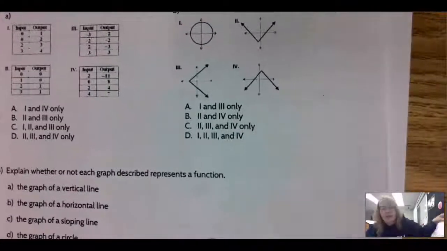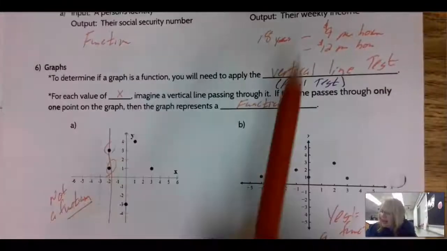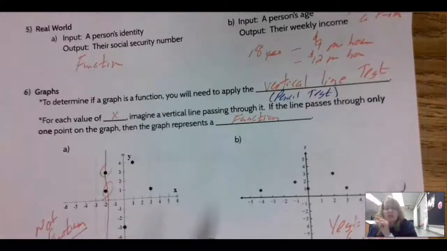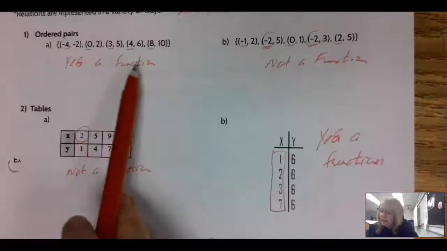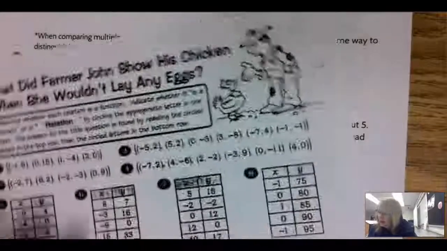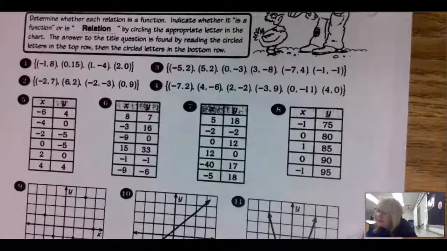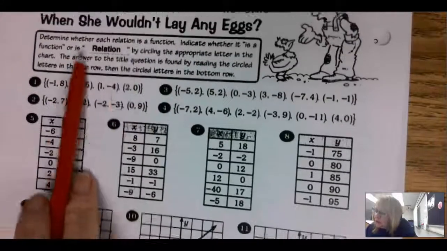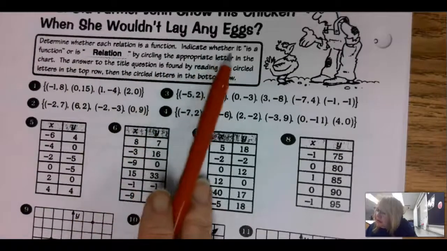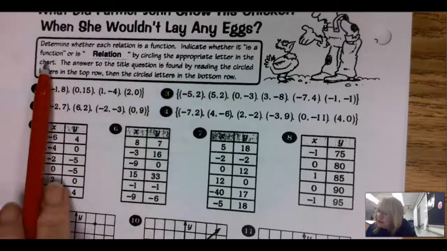And the thing that I forgot to point out, I should have probably pointed out more on this. Everything on here is a relation. Everything is a relation. Then we have to just decide if it's a function or not. But everything is a relation. It can be written as an ordered pair, because it's pretty much everything. So you get to do this little assignment here. Determine whether each relation is a function. Indicate whether it is a function or is a relation by circling the appropriate letter in the chart.